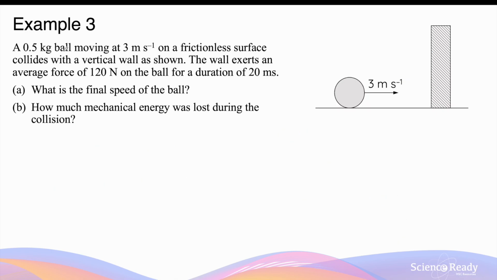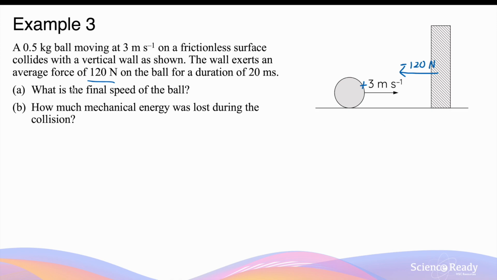A 0.5 kilogram ball moving at 3 meters per second on a frictionless surface collides with the vertical wall as shown. The wall exerts an average force of 120 newtons on the ball for a duration of 20 milliseconds. So when the ball comes in contact with the wall, it will exert a force of 120 newtons towards the left. If we define the direction to the right as positive, so that is plus 3 meters per second, this force acting towards the left needs to be minus 120 newtons.